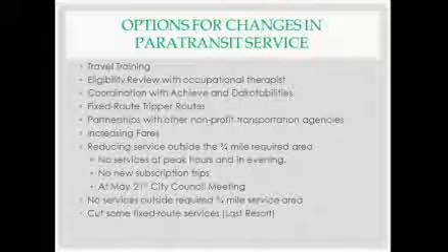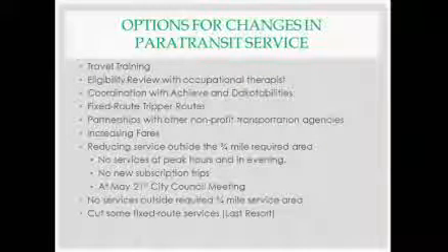We think we can make improvements, but it's not going to be the magic bullet, the silver bullet. We're looking at ways to coordinate with Achieve and Dakota Abilities. About half of our rides come from clients from Achieve and Dakota Abilities. So we're looking for ways that we can coordinate with them. We think we're starting to make headway there.